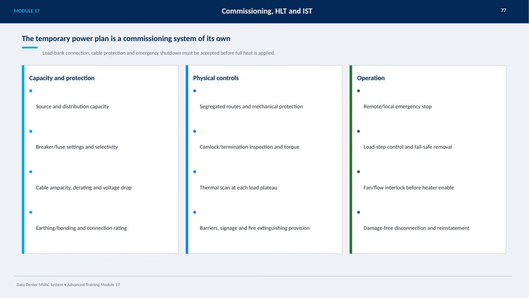For operation, remote and local emergency stops provide quick shutdown capability. Load step control with fail-safe removal mechanisms prevents system overload. Additionally, fan and flow interlocks ensure heaters operate only under safe conditions. Finally, damage-free disconnection and careful reinstatement allow maintenance without risking system integrity. These elements together create a robust temporary power plan critical for successful commissioning.